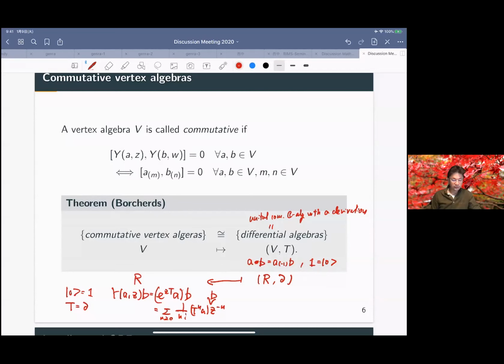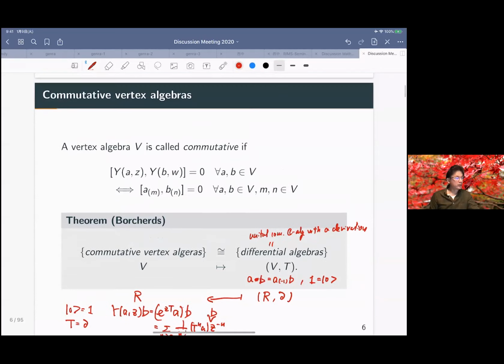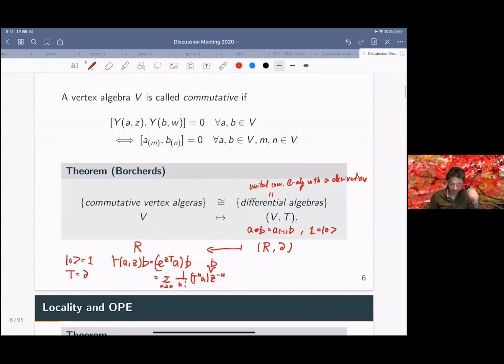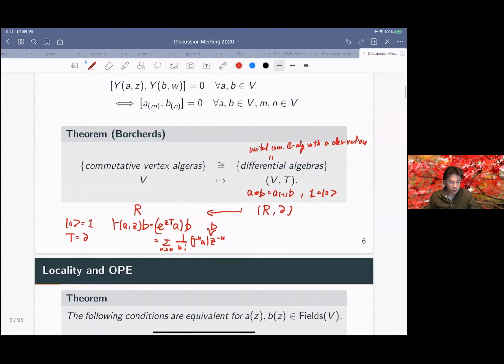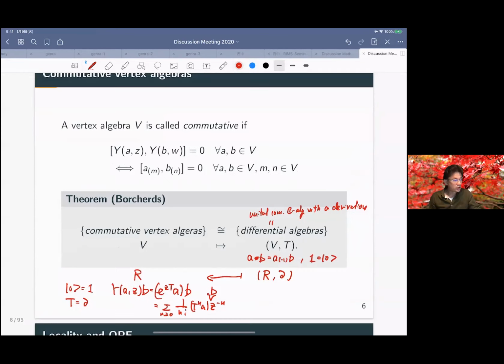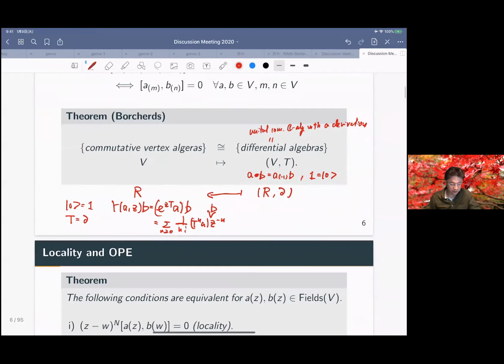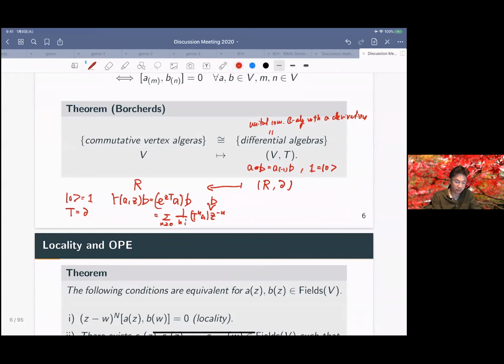So the commutative vertex algebra is something very easy. It's just a commutative algebra with additional structure, which is a differential. So T behaves like a differential. Now I want to explain what happens when the vertex algebra is not commutative. So I want to explain what this locality condition means.